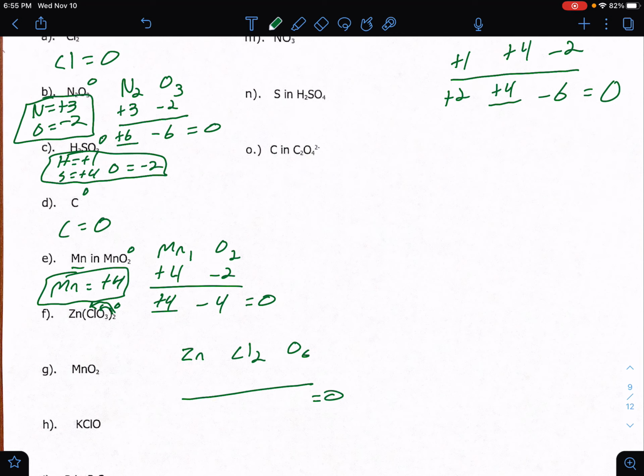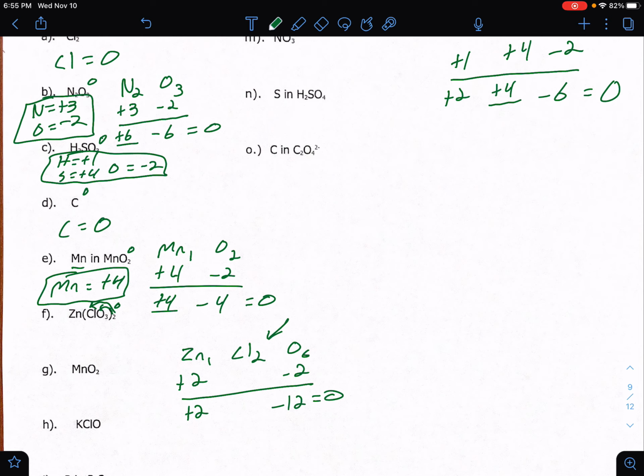Okay, always start with oxygen. Oxygen has a charge of -2. So 6 times -2 gives me -12. Now I'm going to save that chlorine for last because it's attached to oxygen. So I'm going to move on to my zinc. Zinc always has a charge of +2, and I only have 1 of them. So 1 times +2 gives me a +2.